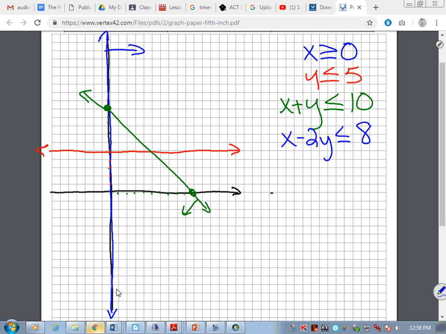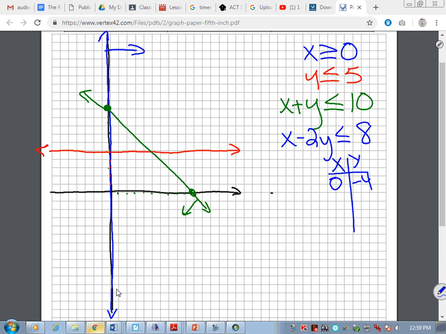Okay, so we can do this again. We can do our x and y again. If I plug in 0 for x, right, then I've got negative 2y is less than or equal to 8. What would I divide 8 by? Negative 2. What's 8 divided by negative 2? Negative 4. So if x equals 0, y equals negative 4.